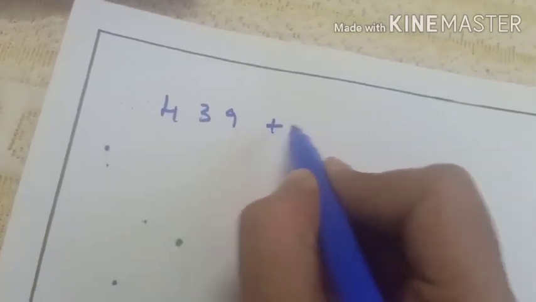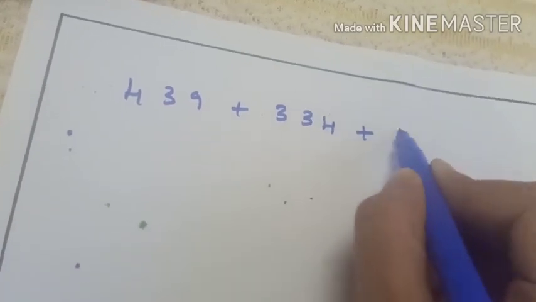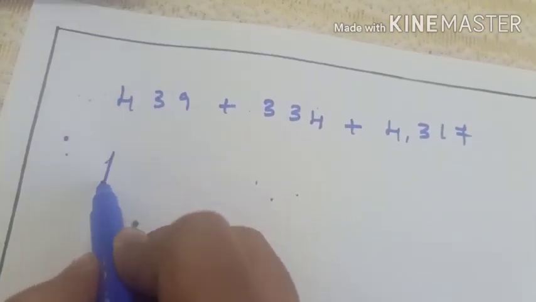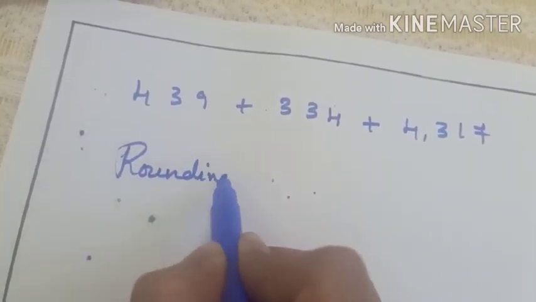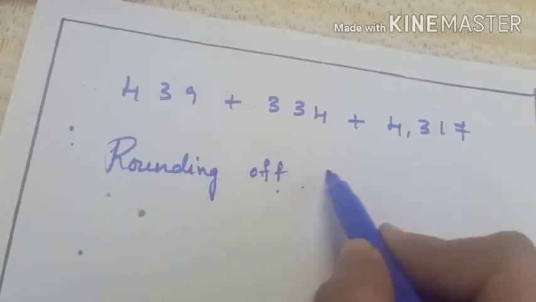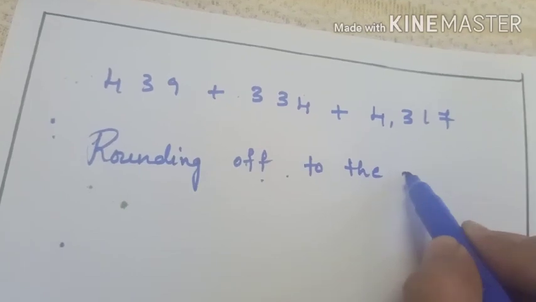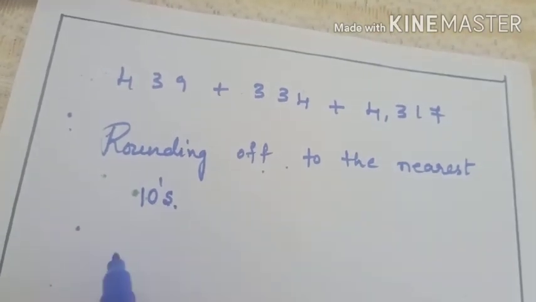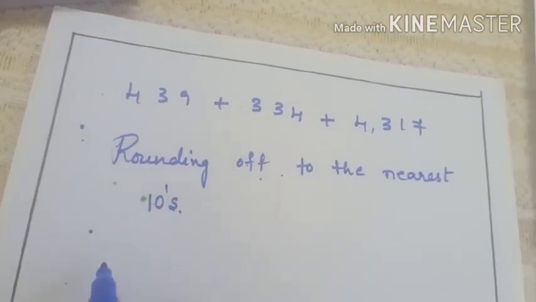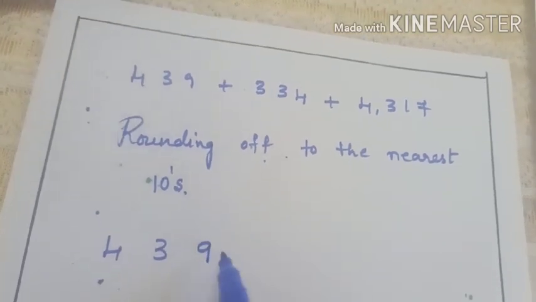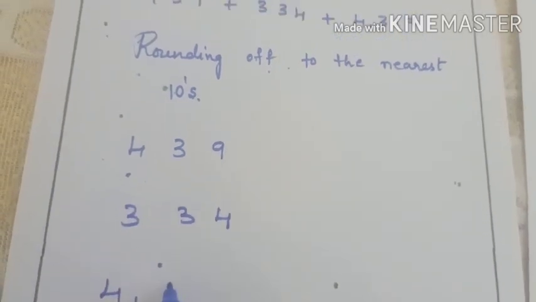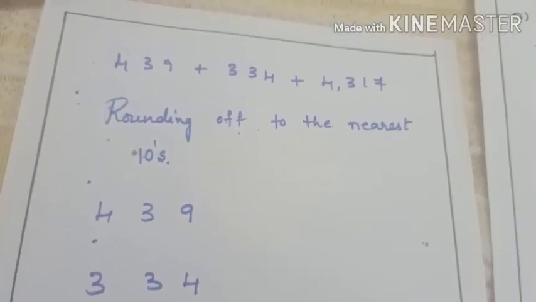So the same numbers, that is 439 plus 334 plus 4317. Now we have to round off to the nearest tens. So rounding off to the nearest tens will give you, see, write down the three numbers: 439, 334, 4314.